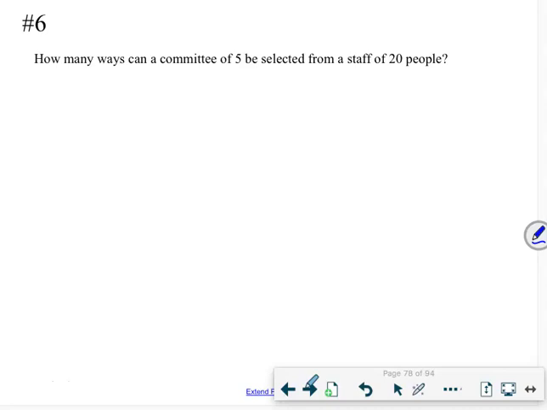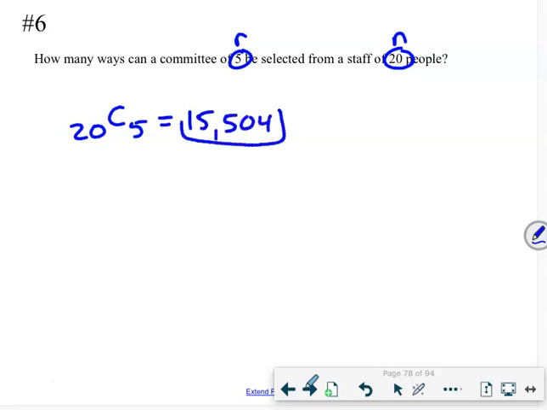Number 6, how many ways can a committee of 5 be selected from a staff of 20 people? So 20 people is going to be our N, 5 is going to be our R. Of the 20 people available, we need to pick, or choose, I should say, 5 of them. So since order doesn't matter for this problem, because all we care about is that our group of 5 gets picked. We're not giving them specific jobs or anything that makes these different. So we're doing 20 choose 5, which is 15,504 different 5-person committees.